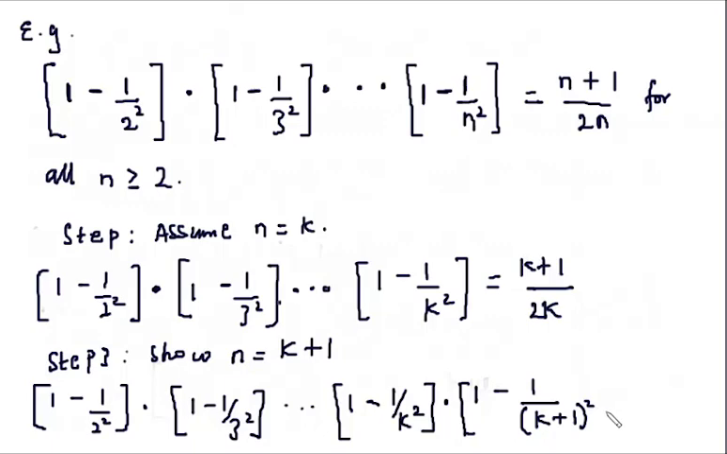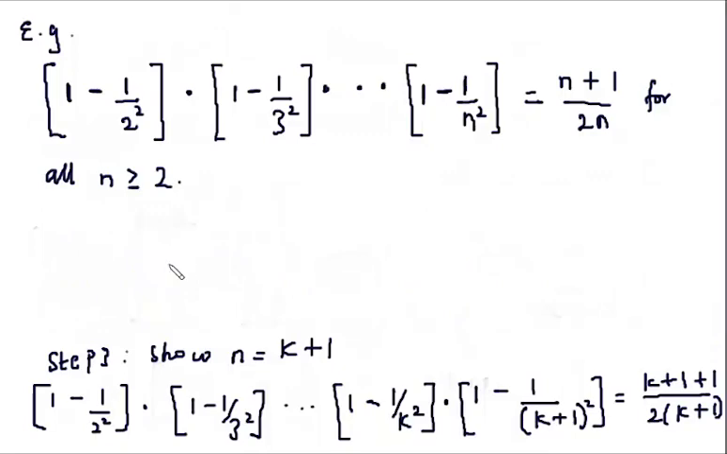Okay, so from here on, we know that this is equal to k plus 1 plus 1. So this is now 2 open brackets k plus 1. Okay, so let's simplify this expression to prove that this is equal to this.